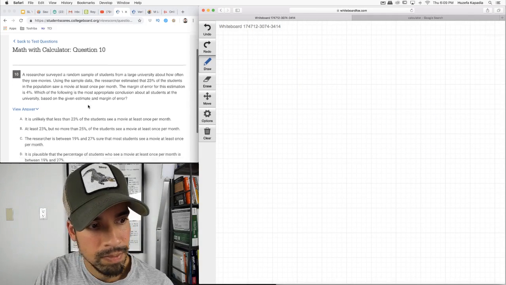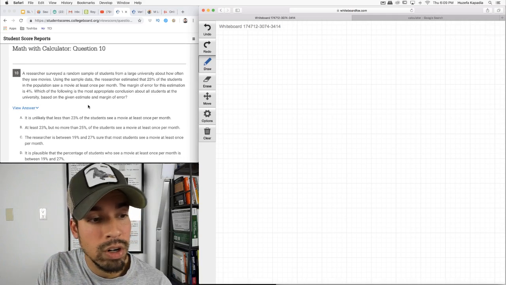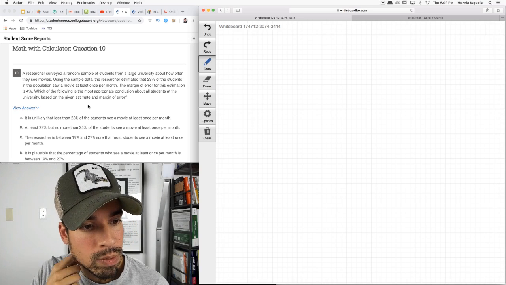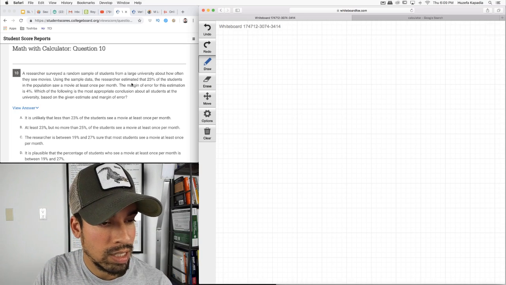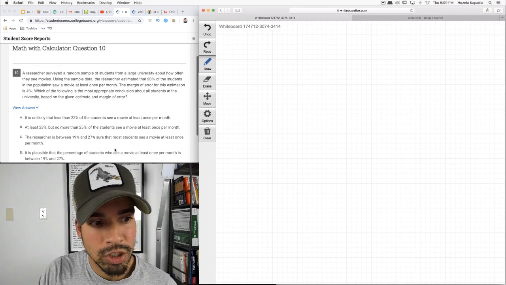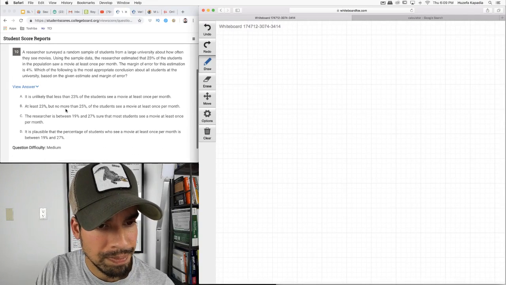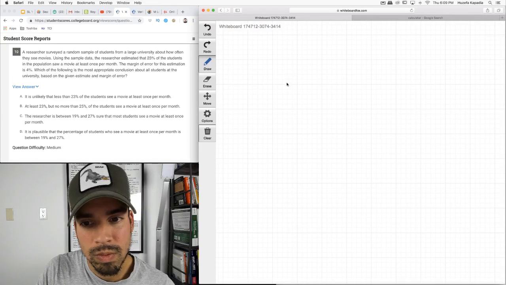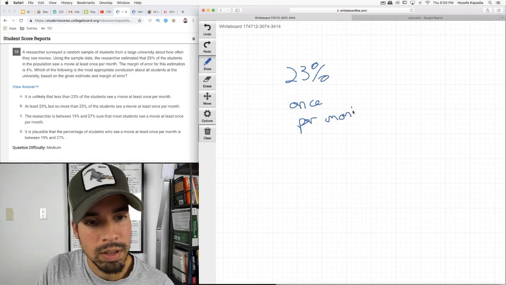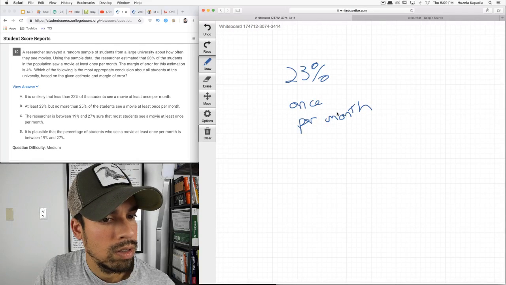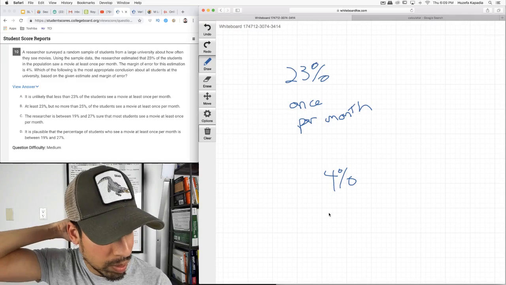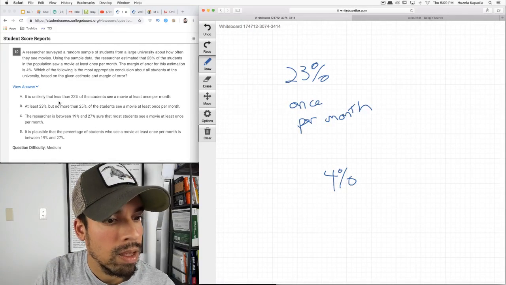Question number 10. Look how wordy these problems are. There's a lot of words, which is just what the SAT has become. A researcher surveyed a random sample of students about how often they see movies. Using the sample data, the researcher estimated that 23% of the students in the population saw a movie at least once per month. The margin of error is 4%. Which of the following is the most appropriate conclusion based on the margin of error?